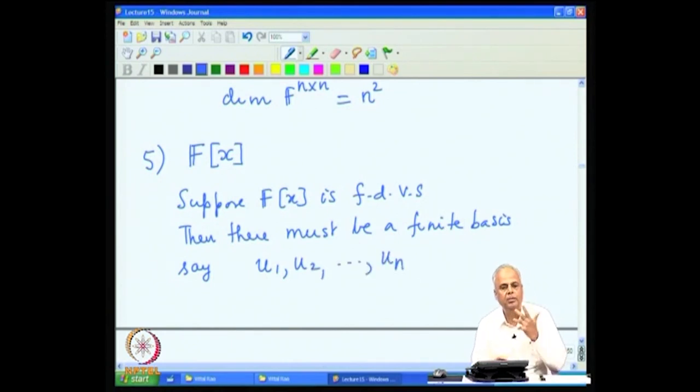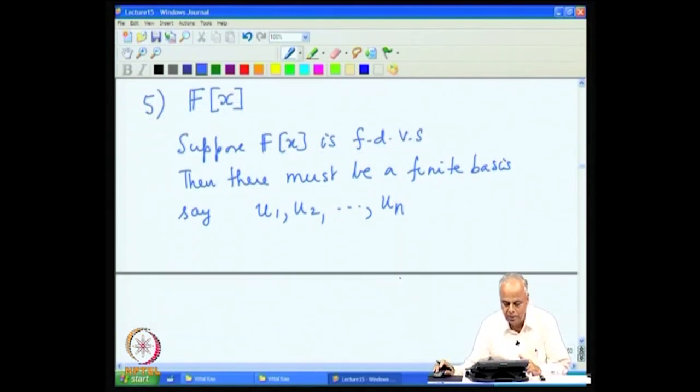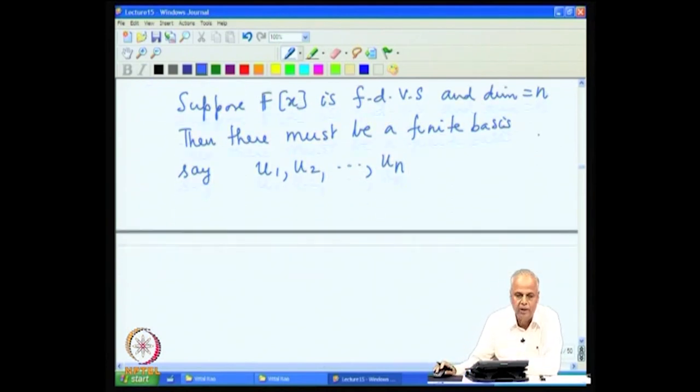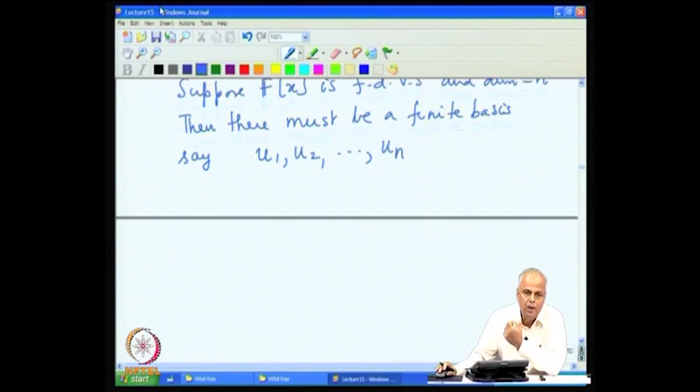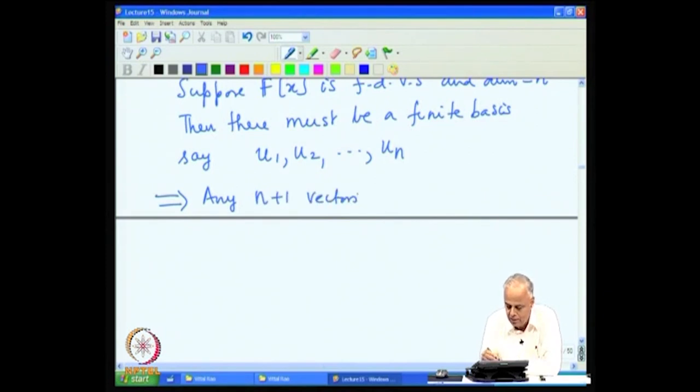Say u1, u2, ..., un, say n is the dimension and say there are n basis vectors. So, suppose it is a finite dimensional vector space and the dimension is n, then it must have a finite basis consisting of n vectors. And we have seen that the moment you have a basis consisting of n vectors, any n plus 1 vectors must be linearly dependent in that space.